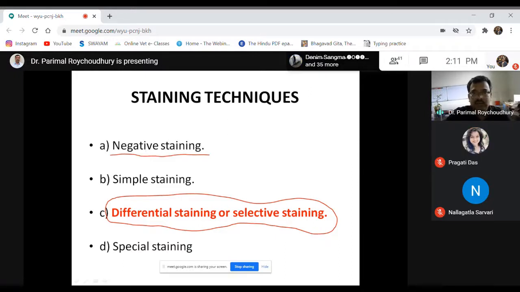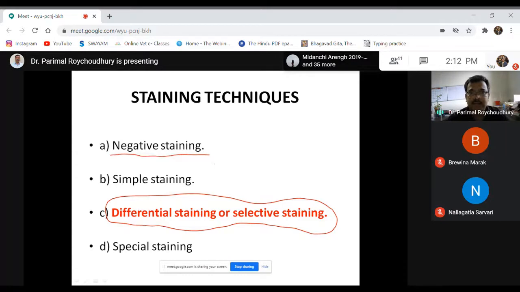We mostly perform it to visualize the capsules of capsulated bacteria. You know, the capsule is a very loose, gelatinous, amorphous material. It gets deposited on the surface of the bacteria, and as such, it is poorly permeable to the color compound. If the color enters also, it will wash off in running tap water. So that is the concept of negative staining, performed to visualize capsules of bacteria.